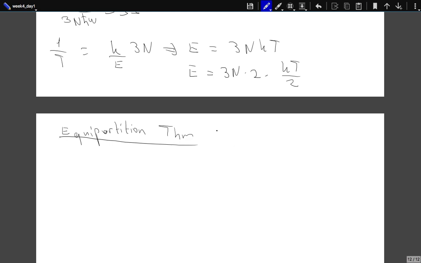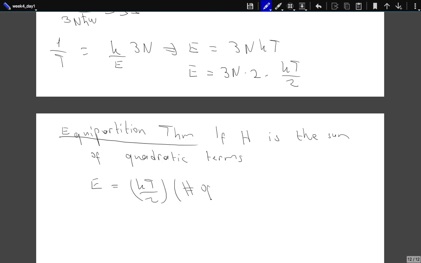Which basically states that if the Hamiltonian is the sum of quadratic terms, then the average energy of the system, let me not use E but H, is the sum of quadratic terms, the squares. Then E is equal to kT over 2 times the number of quadratic terms. This is a classical theorem.